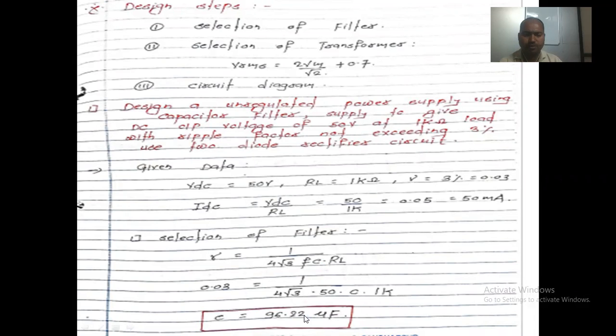So that's why during the first step we calculate the value of the capacitor type of filter, that is the selection of the filter. Now we follow the second step, that is the selection of the transformer. Write down the formula. Second step, selection of the transformer. VRMS equal to twice Vm by root 2 plus 0.7. This is the formula for the selection of the transformer.